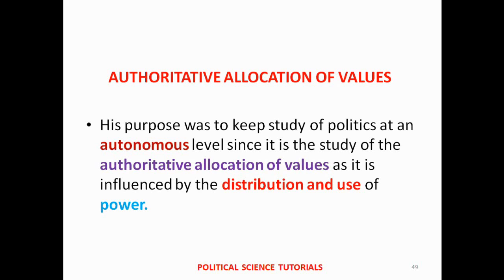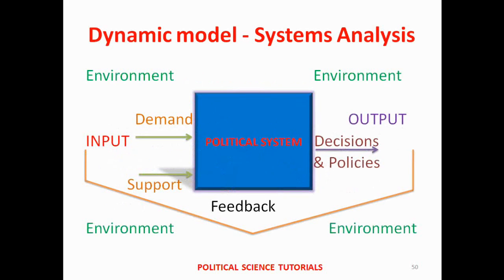In this slide, here is a diagram to understand Easton's systems analysis. We will try to understand it in four steps. First step, environment indicates the setting where any political system is working. From the environment, demands and supports from the members of the society are directed towards the political system as input through political behavior.